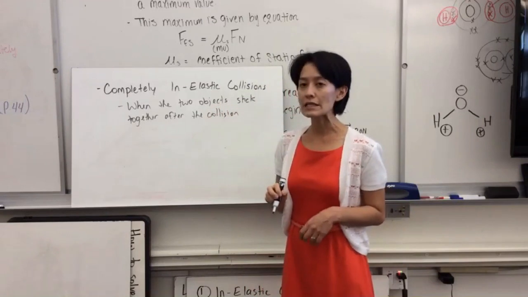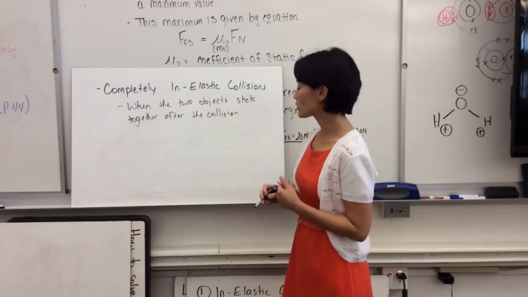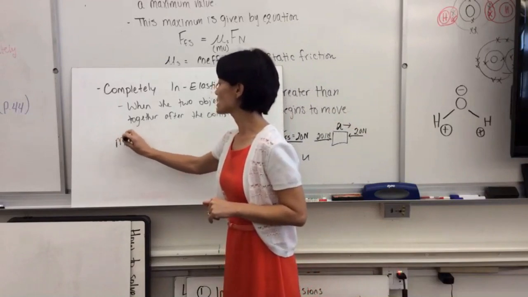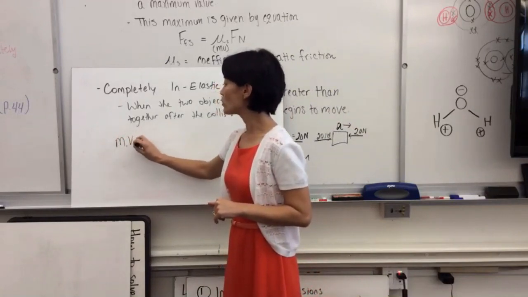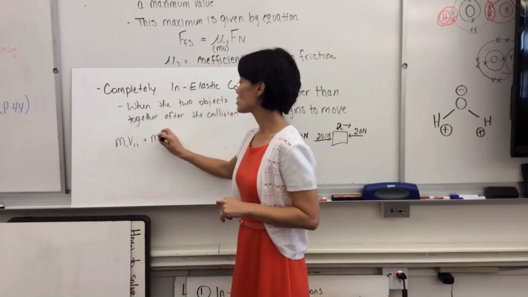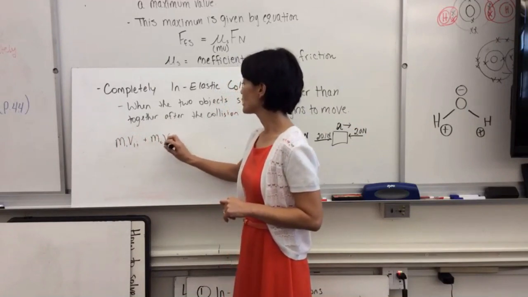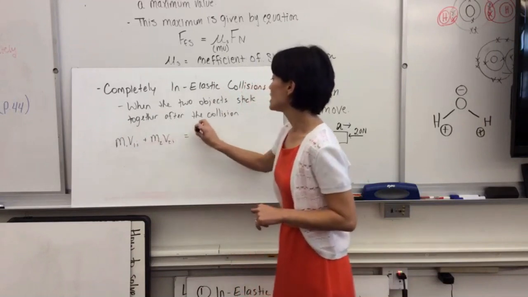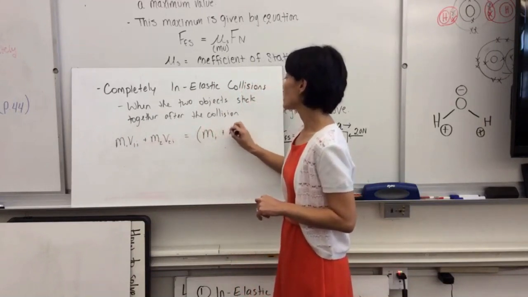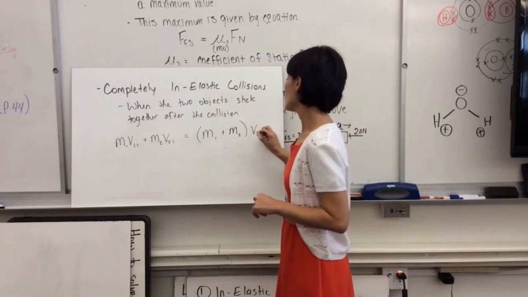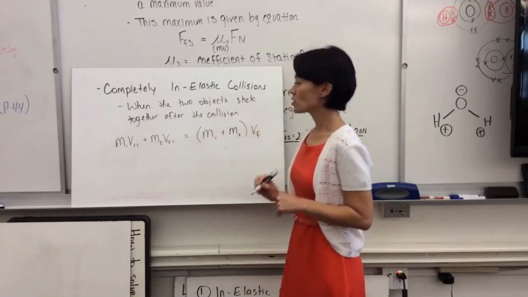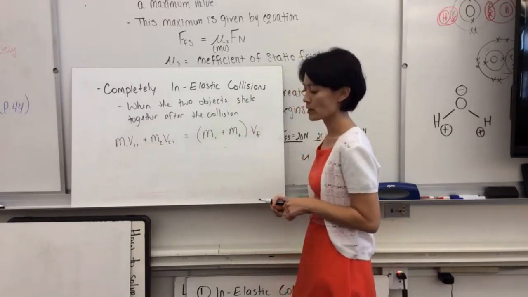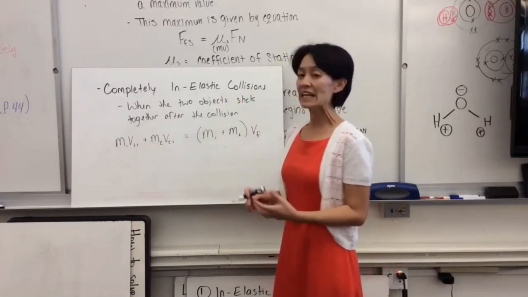So completely inelastic collision: the two objects stick together after the collision, and so the equation actually is a little different. We're still going to have m1v1 initial plus m2v2 initial, but then on my final side, because they stick together, they're going to move off with a combined final velocity. So the equation actually becomes a little bit simpler because there's only one final velocity on the end. Okay? So that's a completely inelastic collision.